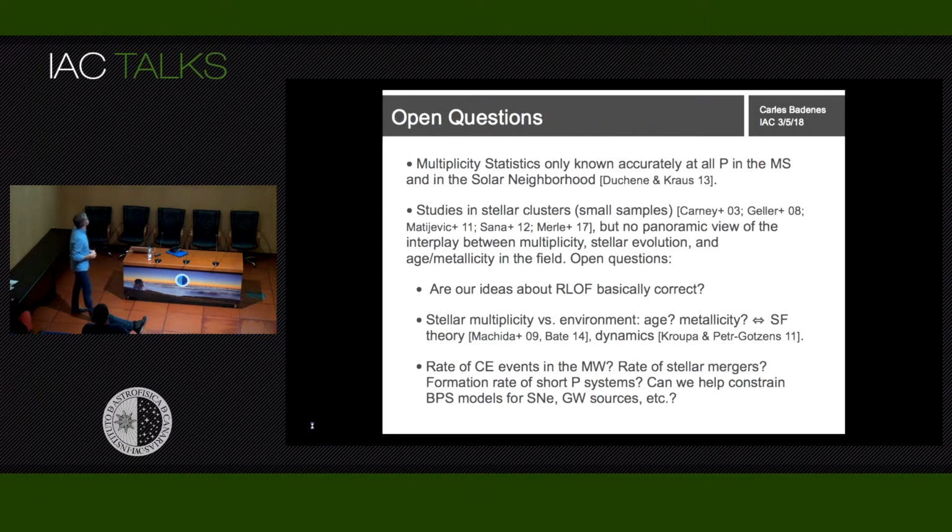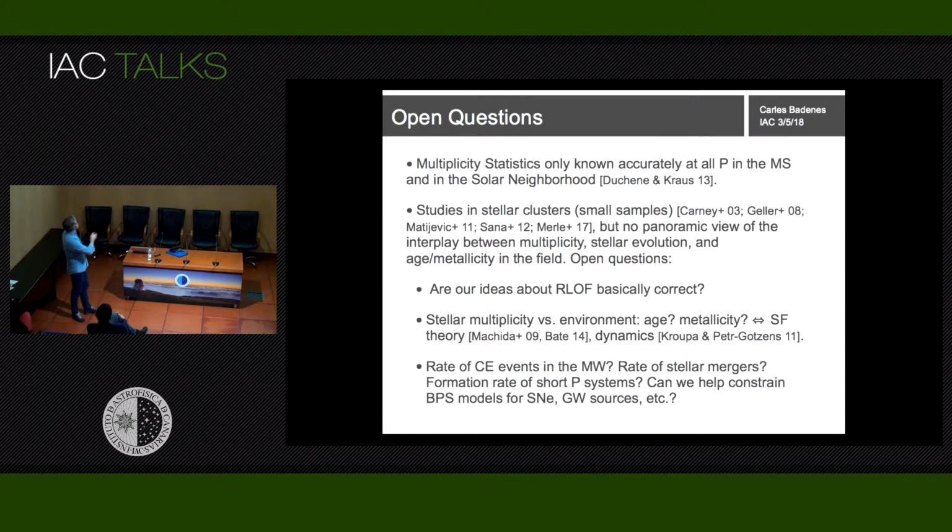Okay? Good, so what are the open questions, and this is sort of the end of the introduction. What are the open questions in stellar multiplicity? I hope I have convinced you this is an important problem, but there are many things that we still don't know. Multiplicity statistics, the multiplicity fraction and the three distributions, period, mass ratio, and eccentricity, are only known accurately at all periods in the main sequence and in the solar neighborhood. And that's it. Outside, we don't know. We know some things, but our knowledge is very partial.